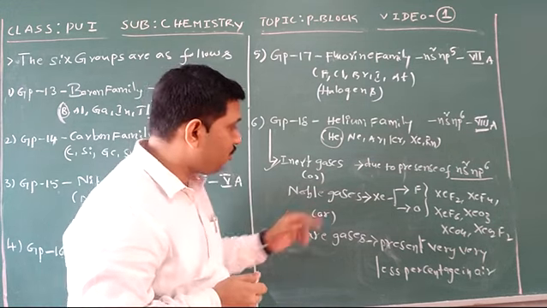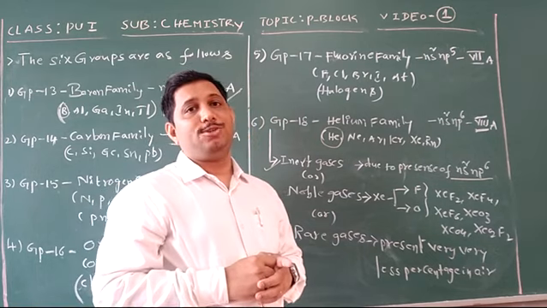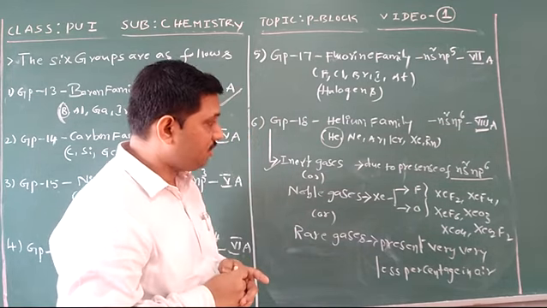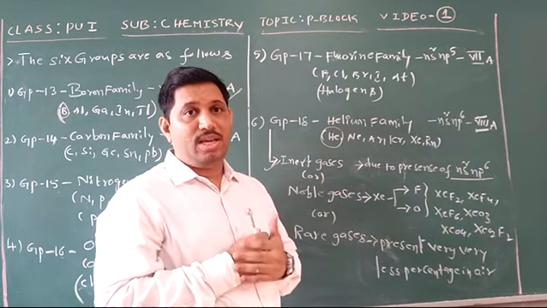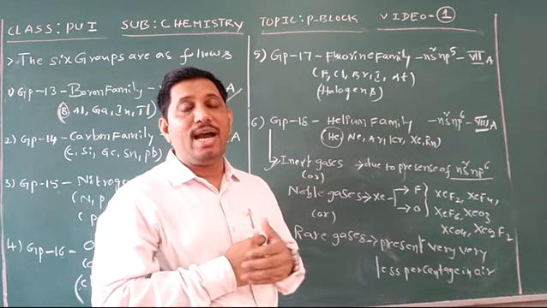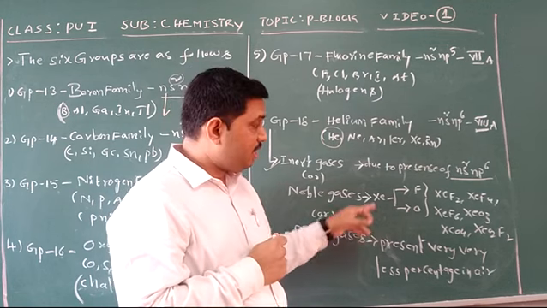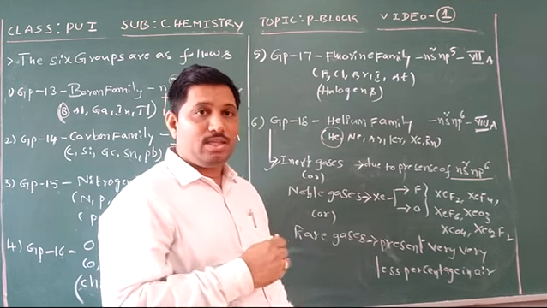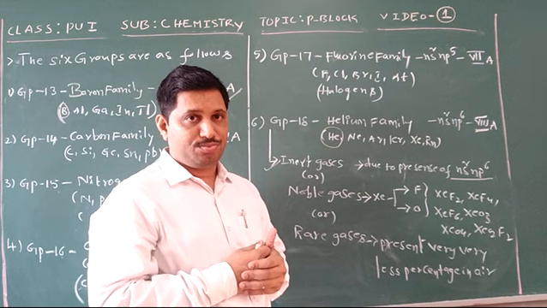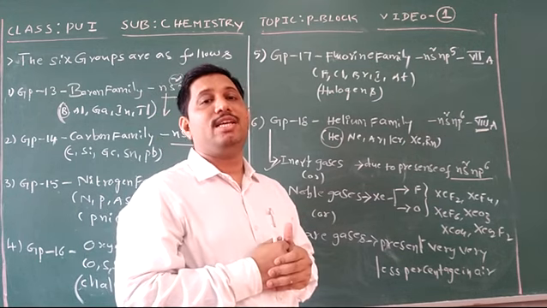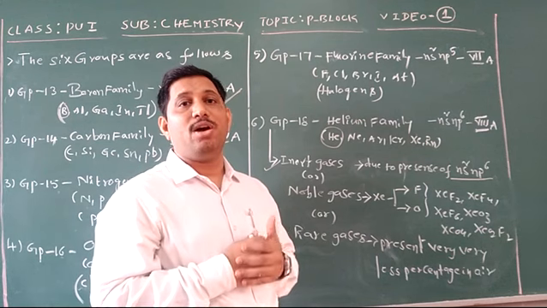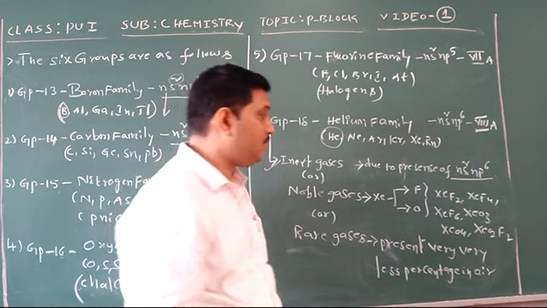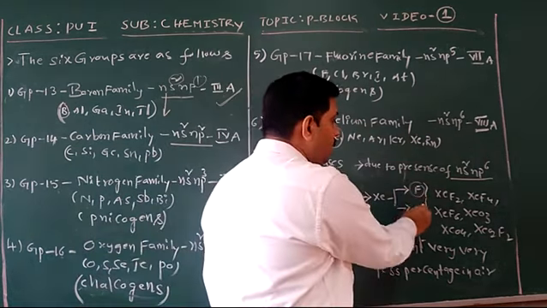These elements are also known as noble gases. Even though they are inert in nature, after some years, due to the very low ionization energy of xenon, they can react with fluorine and oxygen. They can form some compounds. Due to the very low ionization energy of xenon, even though they are inert gases, they can form compounds with the highest electronegative elements like fluorine and oxygen.